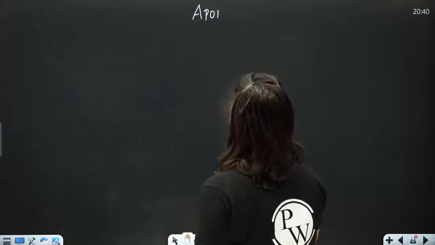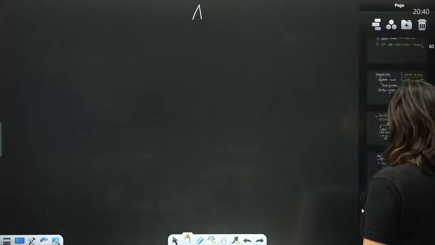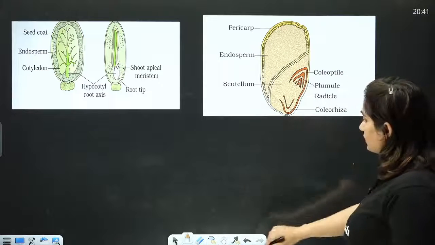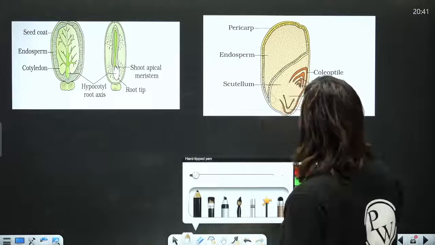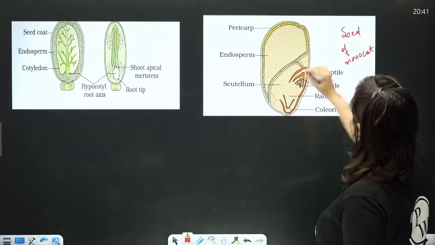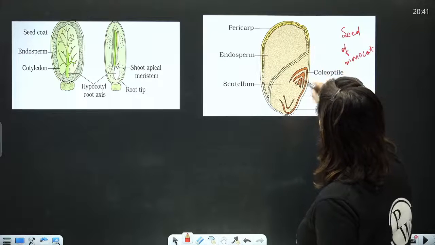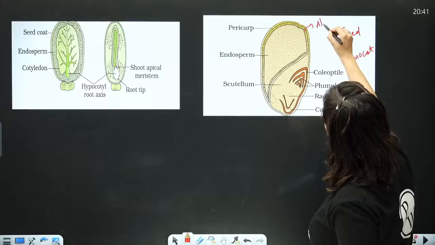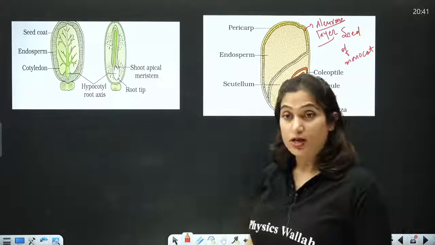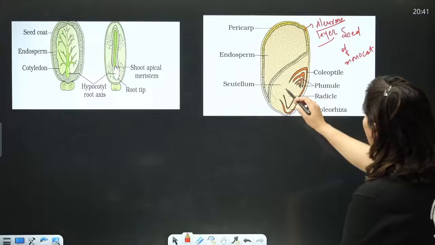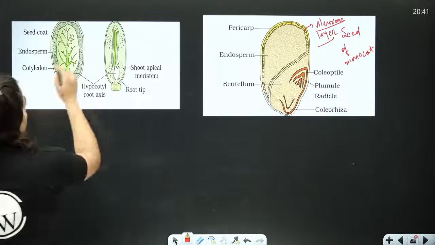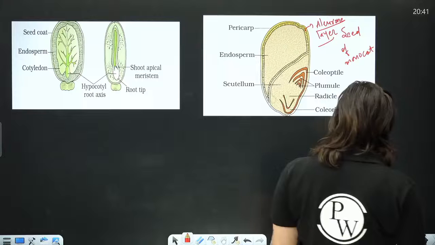Before apomixis, let me show you some diagrams of NCERT. Yes, this is the diagram of the seed, right? This is the seed of monocot. What you can see here in the seed of monocot, this is endosperm, and around the endosperm there is a special layer called the aleurone layer, which has some important hydrolytic enzymes which help in seed germination. Scutellum, this is the single cotyledon, right? Coleorhiza, coleoptile, and this is the seed of dicot. Okay, so these are the diagrams of NCERT.